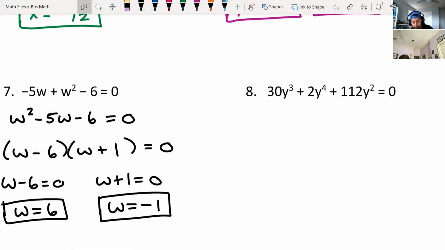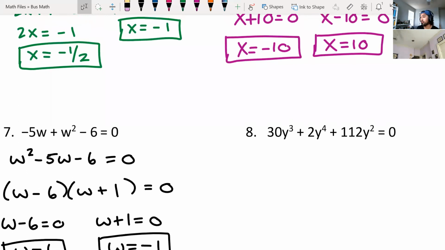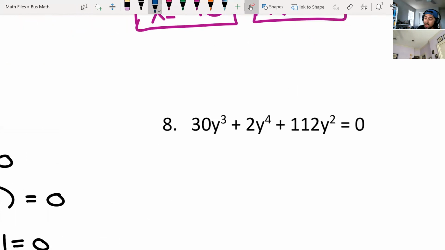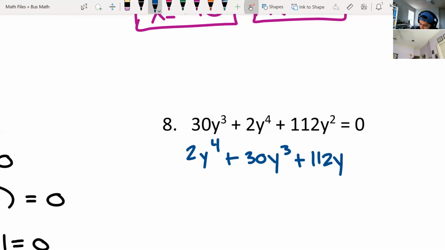Number 8. 30y cubed plus 2y to the 4th plus 112y squared. Oof. All right. We know that this is not our common form because we see powers greater than 2. We have y cubed and y to the 4th. So what I'm going to do on this one is just rewrite it with the highest power first, and then we'll look for a greatest common factor. We'll rewrite this one as 2y to the 4th plus 30y cubed plus 112y squared equal to 0. I just did it from highest power to lowest power, our standard form.